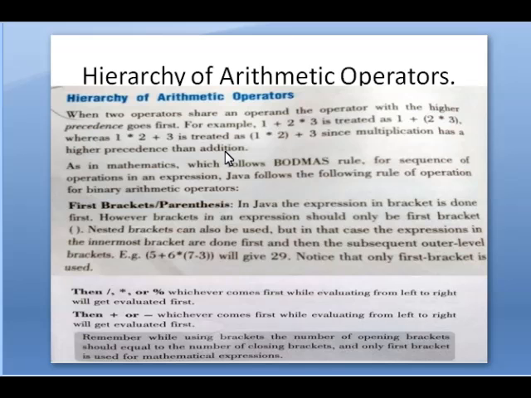As in mathematics, we follow BODMAS rule for the sequence of operations in an expression. Java follows the following rule of operations for binary arithmetic operators. See, this is the rule we have to follow. First, brackets or parentheses. In Java, the expression in brackets is done first. However, brackets in an expression should only be the first priority. Nested brackets: nested brackets means a bracket within a bracket. Nested brackets can also be used.